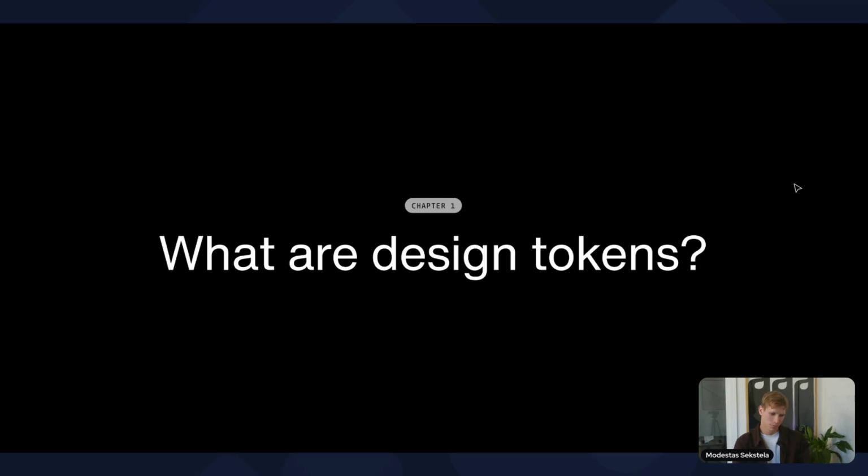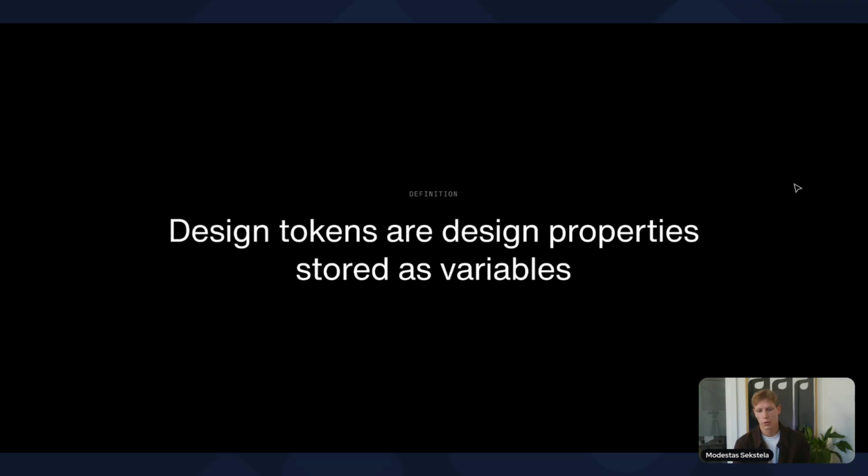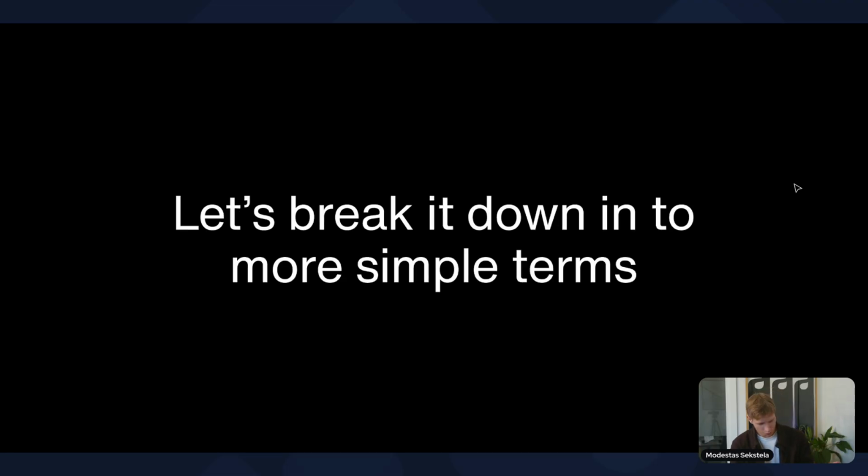What is the definition? So at its core, design tokens are just design properties stored as variables. They help us ensure consistency across different platforms and different products. They allow us to bridge the gap between design and development. And most importantly, they allow us to capture our design decisions. So let's see what I mean by that.